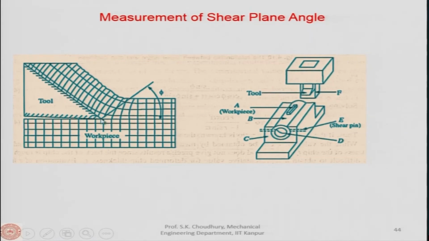So, if you join them with the tip of the tool, you will get a straight line, and that straight line makes an angle with the cutting velocity vector, which is equal to the shear plane angle. Of course, for this measurement there are two difficulties, and therefore inaccuracies may creep in. One inaccuracy is that you have to stop the machining process exactly, so that a clear picture can be found when the chip is being formed.